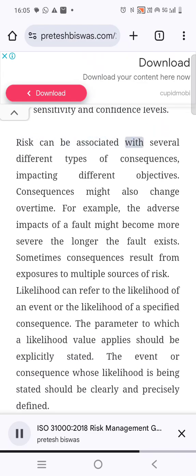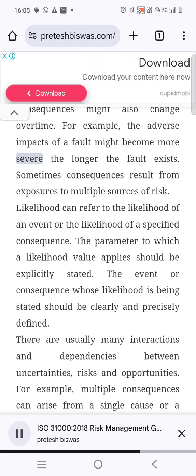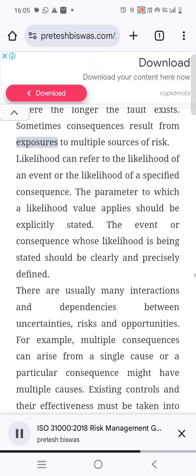Risk can be associated with several different types of consequences, impacting different objectives. Consequences might also change over time. For example, the adverse impacts of a fault might become more severe the longer the fault exists. Sometimes consequences result from exposures to multiple sources of risk.